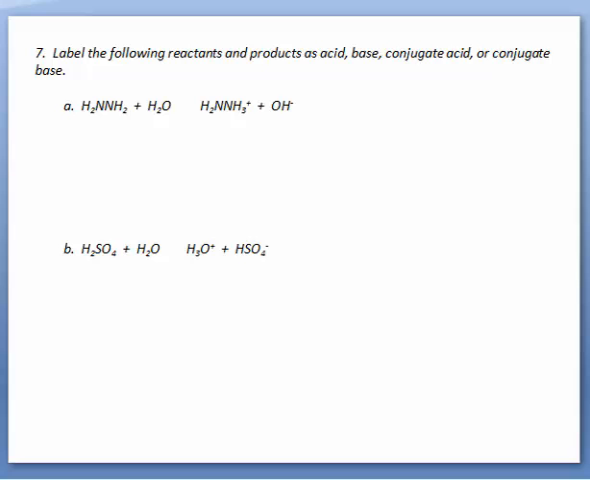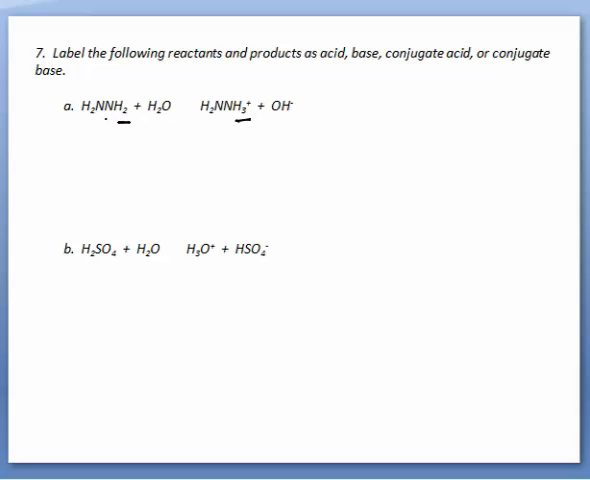Alright, let's do the next one. It says label the following as acids and bases and conjugate acids and bases. So we have an acid-base problem here. One of these is going to give up the hydrogen to the other one. So what we want to do is look, does H2 give up a hydrogen or get one? Well, it gets one because it goes from H2 to H3.